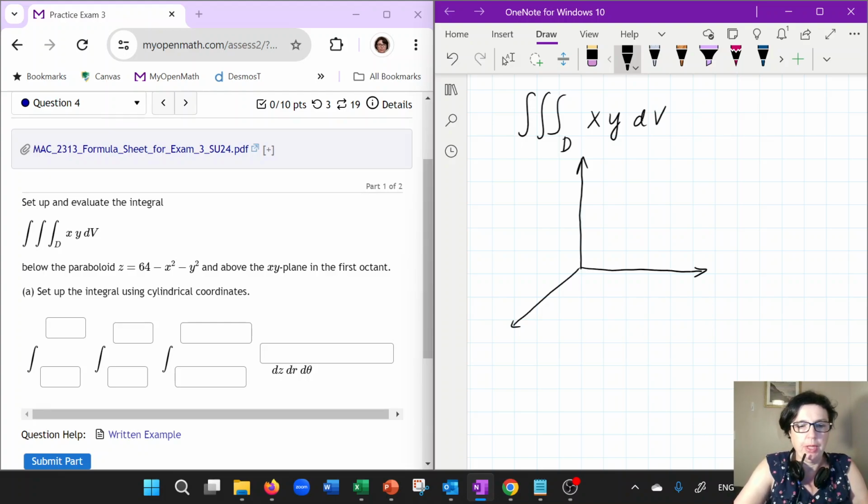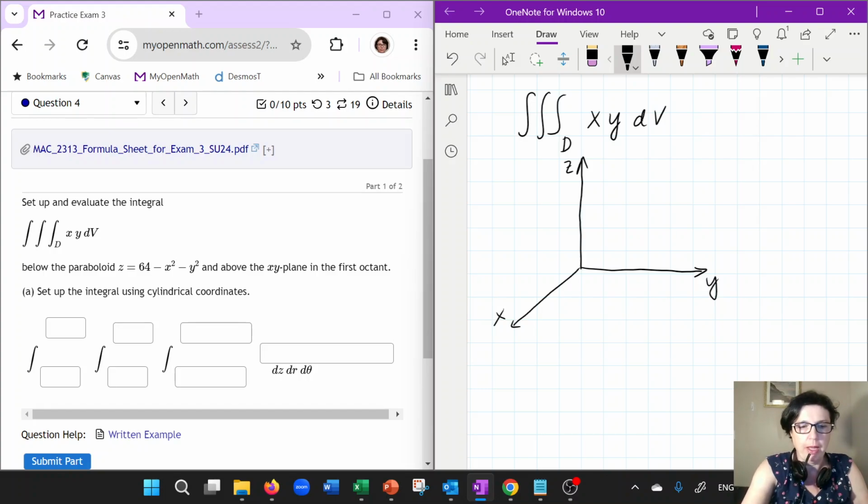Now also they're saying that it's the first octant. Whenever they say the first octant, what they mean is that x, y, and z are all three positive, and that's going to really make it a quarter of that solid. So it's not going to be the whole thing, but just a quarter that sits in the first octant. How would this look like?